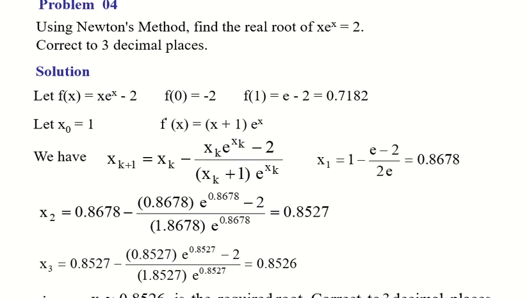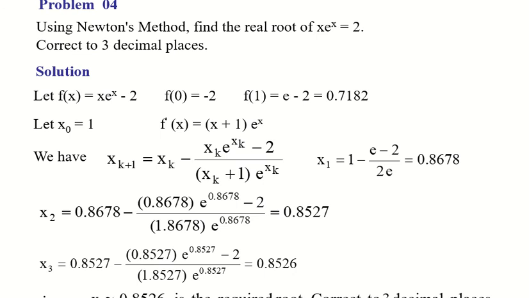Now go to x2. What is x2? k is equal to 1. x2 is x1 minus x1 into e power x1 minus 2 divided by x1 plus 1 into e power x1. x1 value you have here, substitute: 0.8678 minus 0.8678 into e to the power 0.8678 minus 2 divided by 0.8678 plus 1, that is 1.8678 into e to the power 0.8678 is equal to 0.8527.